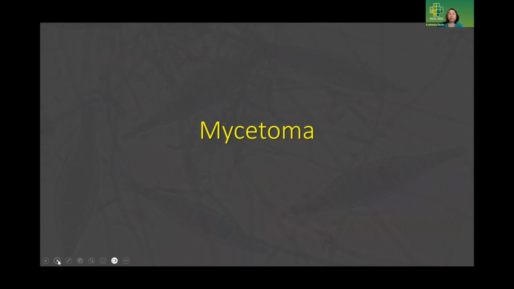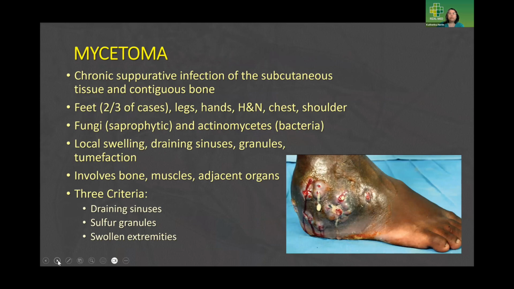Lastly, you have your mycetoma. These are chronic suppurative infections of the subcutaneous tissue and contiguous bone. The feet are the affected area in the majority of cases, followed by the legs, hands, head and neck, chest, and shoulder. They present with local swelling, draining sinuses, granules, and tumefaction. The three important criteria for diagnosis are draining sinuses, sulfur granules, and swollen extremities.